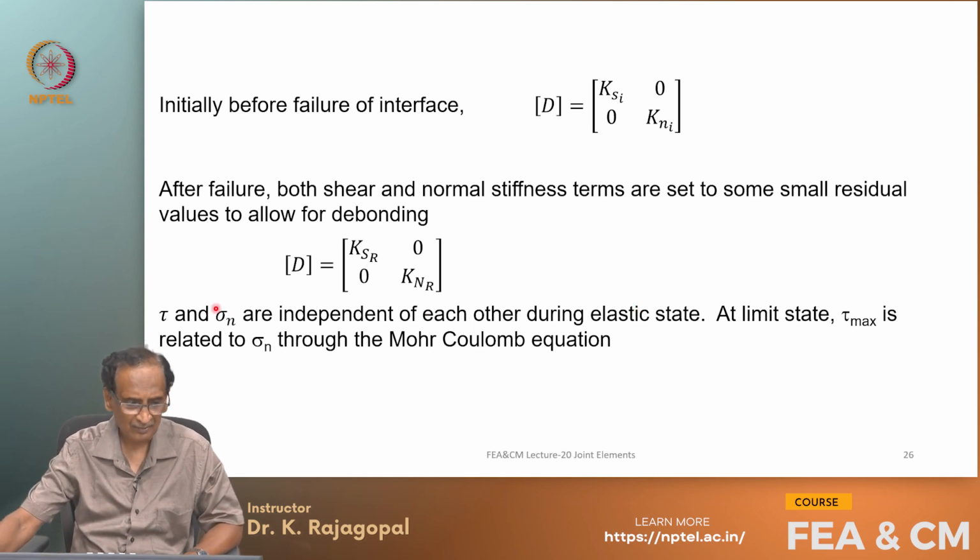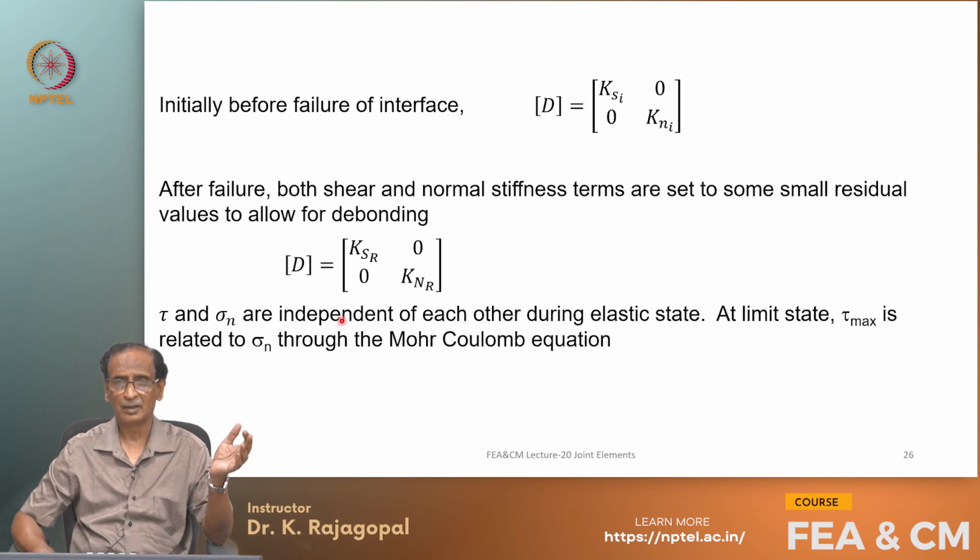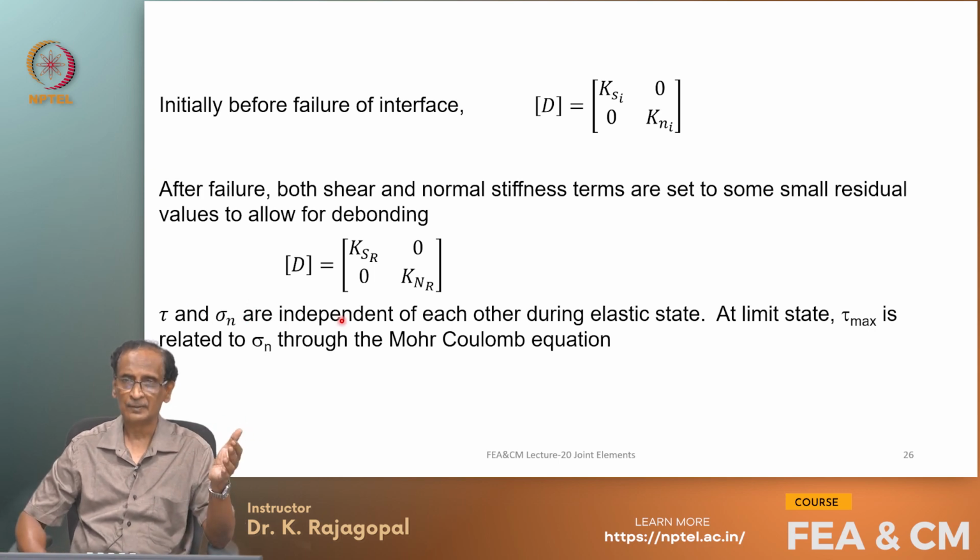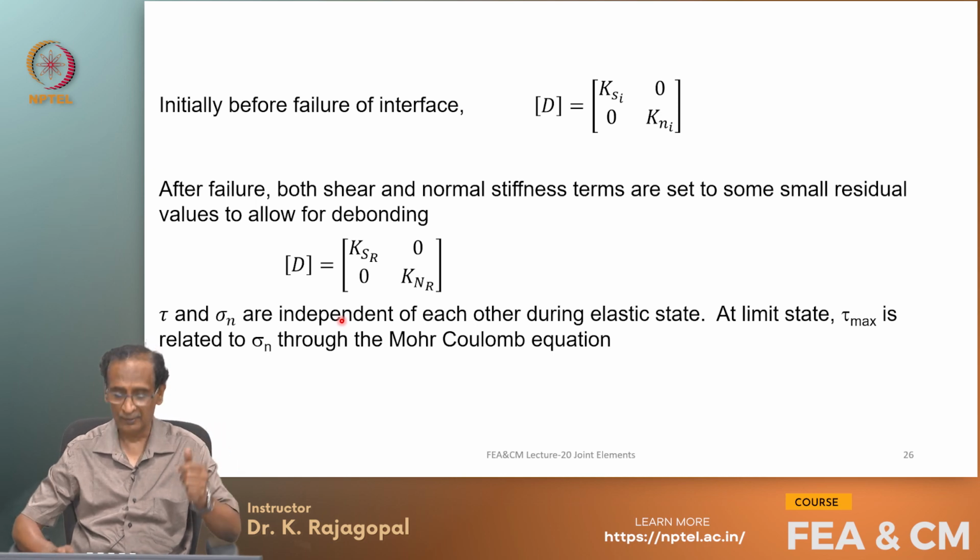And so in the elastic limit, the tau and sigma n could be independent of each other, but after the failure or at the limit state, the tau max is related to sigma n through the Mohr Coulomb parameters as C plus sigma n tan phi.